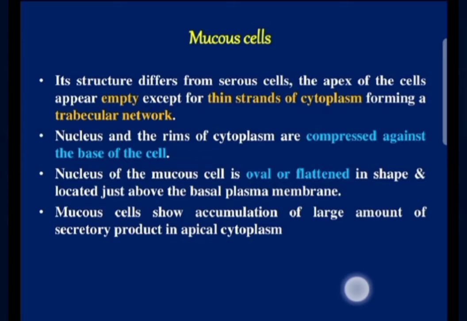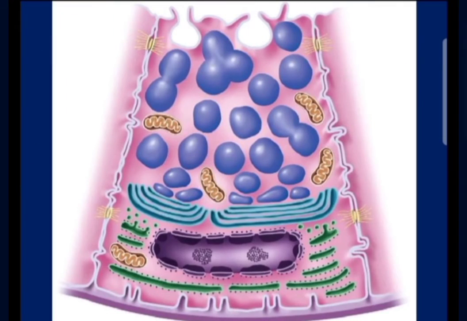Mucus cells show accumulation of large amount of secretory product. These are the mucus cells. You can see this is the elongated nucleus which is towards the basement membrane, and there are a lot of mucinogen granules which are present towards the apical side of the cytoplasm.